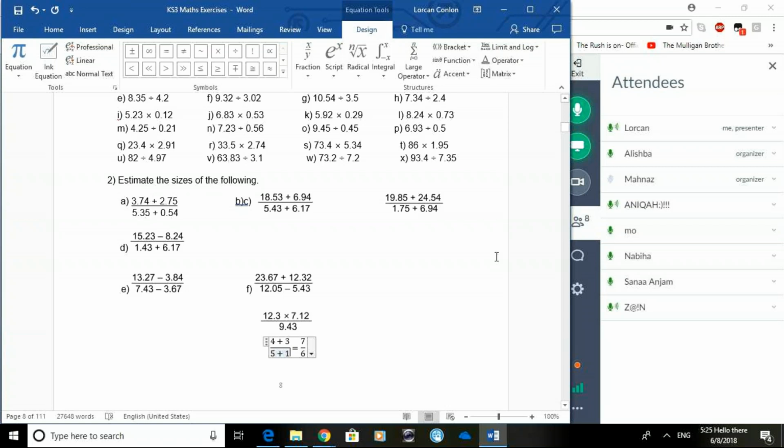Let's try the next one. Okay? And again, when we're doing this next one, I'm just going to round everything to 1 unit, okay? So, anybody else want to take this one? Can I do it? Yeah, absolutely. So 18.53 to the nearest unit. 19.